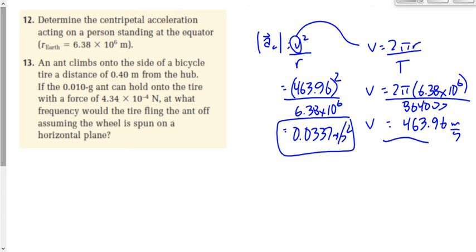We got a speed of 464 meters per second. We want to go off in a straight line, right? What keeps us from going off in a straight line? Why don't we go off in a straight line here? What provides the centripetal force? Something has to provide the centripetal force.